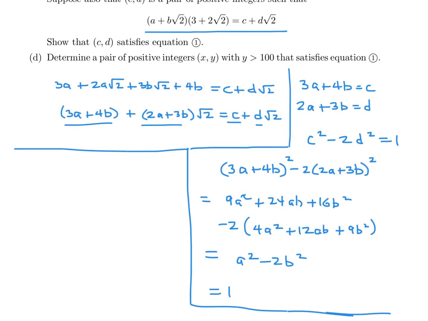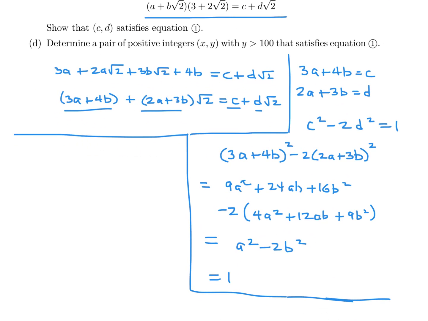And then finally, D. Determine a pair of positive integers x, y where y is greater than 100 that satisfies equation 1. All right. So what we just did in part C was show that if A and B satisfy equation 1, C and D satisfy equation 1. So if you choose any A and B that satisfies equation 1, then you can have C of this form and D of this form, and they also satisfy equation 1.